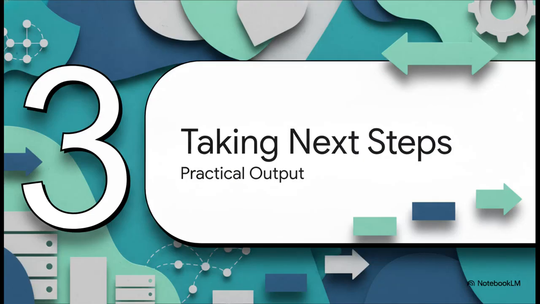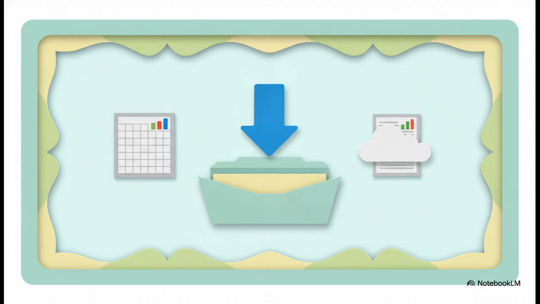So, what's next? Section 3, taking your next steps with today's practical output. To start tracking the AI tools in your organization today, just click the link in the description to download the AI inventory template. It's available in both Excel and Google Sheets, so you can pick whatever format works best for your team and literally start building your register right now.